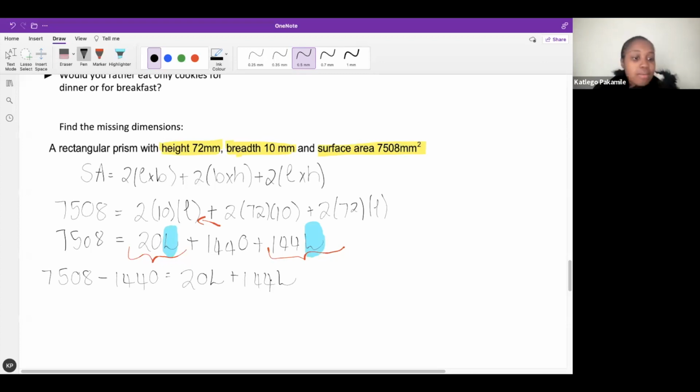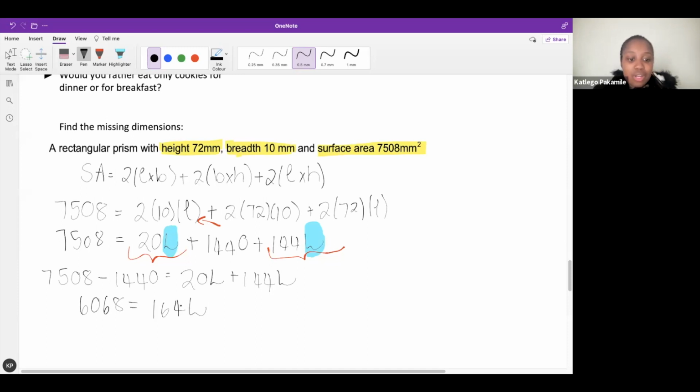Now, if you have a calculator, what's 7508 minus 1440? 6068. So 6068 equals, and what is 144L plus 20L? It's like saying 144X plus 20X. That is 164L. Now we want this length to be on its own.